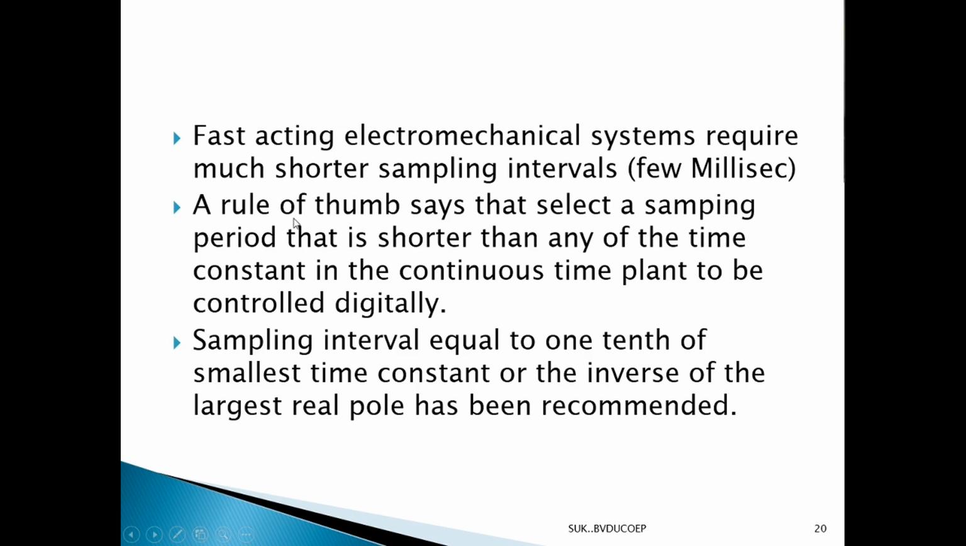Suppose you are writing down 1 upon s plus 1, and 1 upon s plus 2. So what is the time constant? Is it 0.5, with frequency 2? The time constant is 0.5, which means your sampling period should be less than 0.5. A sampling interval equal to 1/10 of the smallest time constant, or the inverse of the largest real pole, has been recommended.